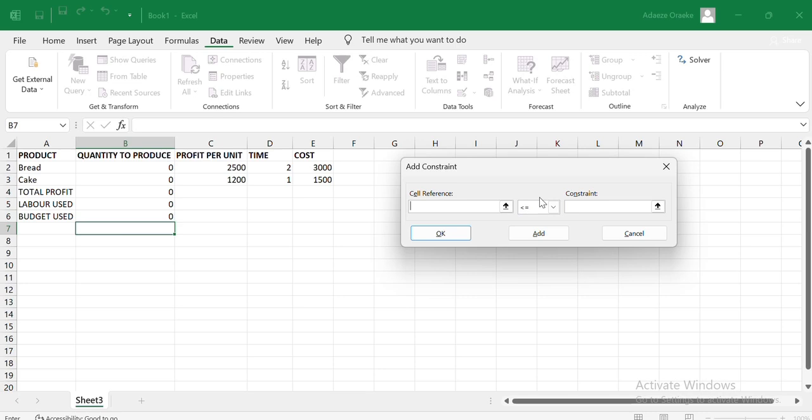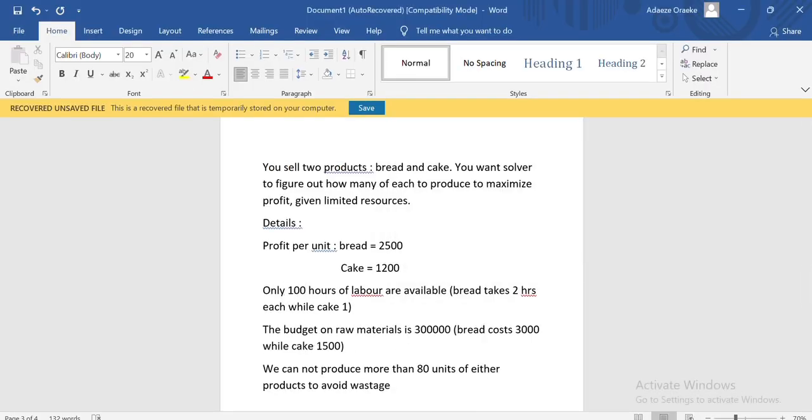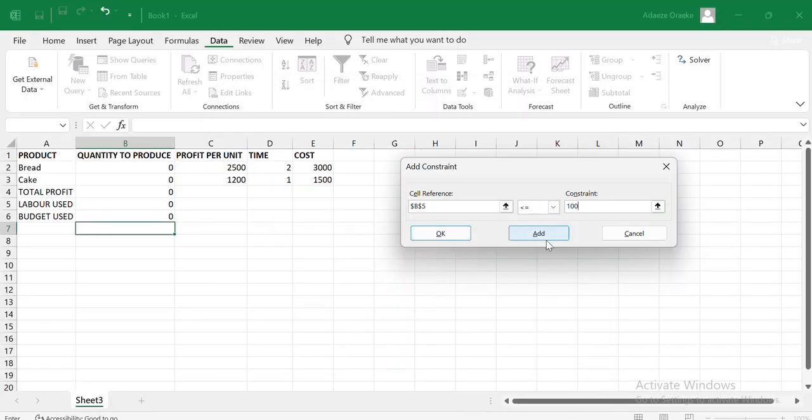Let's add our constraints. So remember, we have different constraints, one of which was on our labor, where we said it is 100. It cannot be more than 100, so it's less than or equal to 100. That's what we have available. You can remember it from here, 100, where we say we have 2 for bread and 1 for cake. And we also have another constraint on our budget. Our budget is less than or equal to 300,000. It can't be more than 300,000. That's our given budget.